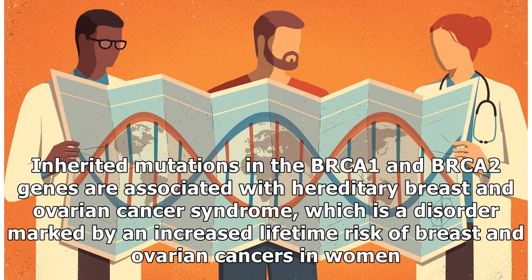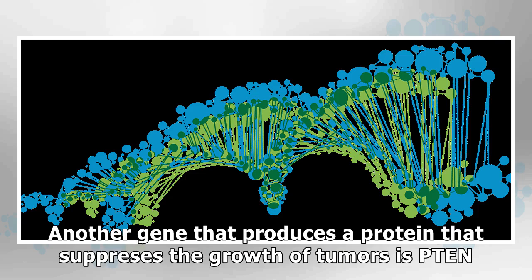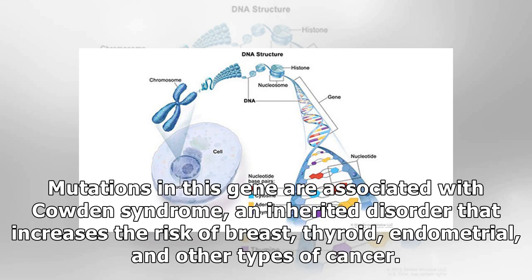Inherited mutations in the BRCA1 and BRCA2 genes are associated with hereditary breast and ovarian cancer syndrome, which is a disorder marked by an increased lifetime risk of breast and ovarian cancers in women. Several other cancers have been associated with this syndrome, including pancreatic and prostate cancers, as well as male breast cancer. Another gene that produces a protein that suppresses the growth of tumors is PTEN. Mutations in this gene are associated with Cowden syndrome, an inherited disorder that increases the risk of breast, thyroid, endometrial, and other types of cancer.